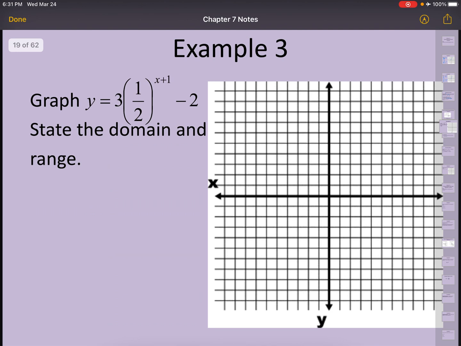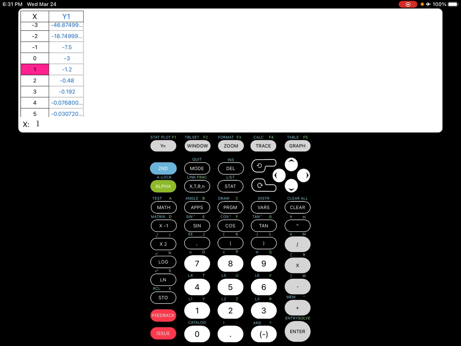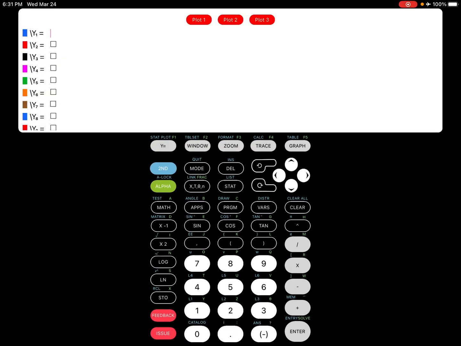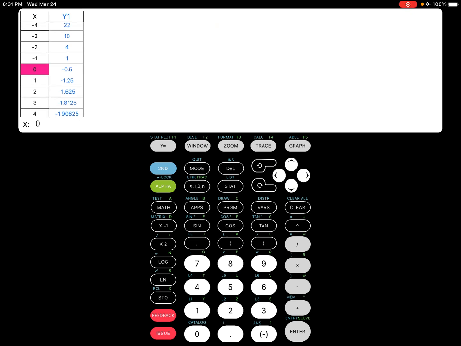And one more here, we're going to do this one, again, by making a table of values. So in this case, this one was 3 times a half raised to the x plus 1. And make sure to tab out of the right because the minus 2 was tacked on the end. So this one will be shifted or translated on the coordinate grid because we have an h and a k, that plus 1 and the minus 2 on the outside. Okay, so second graph it to pull up the table.